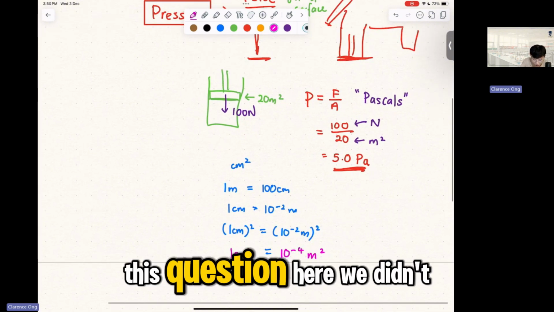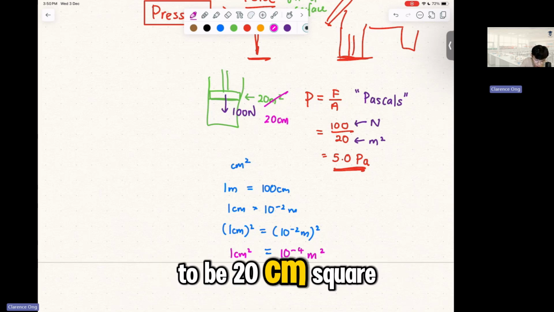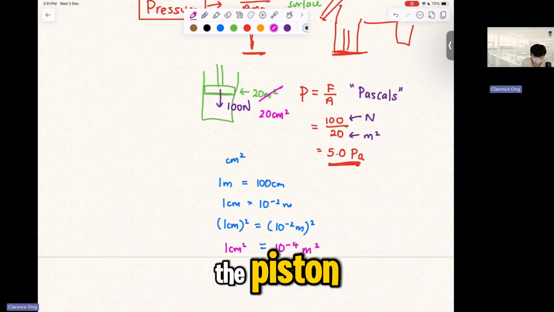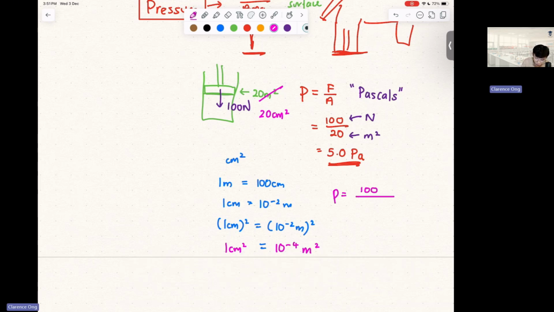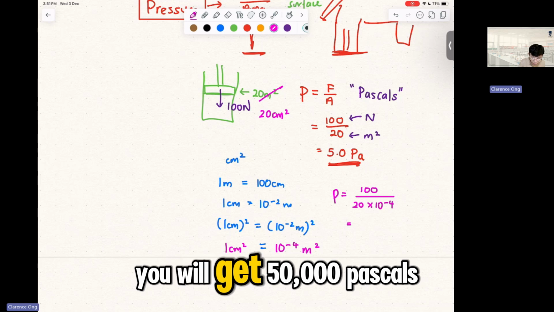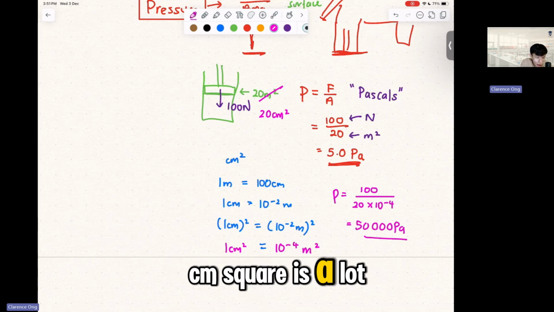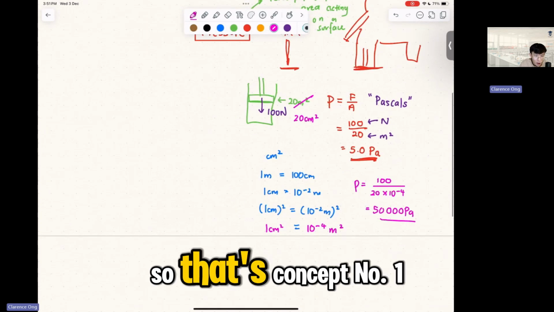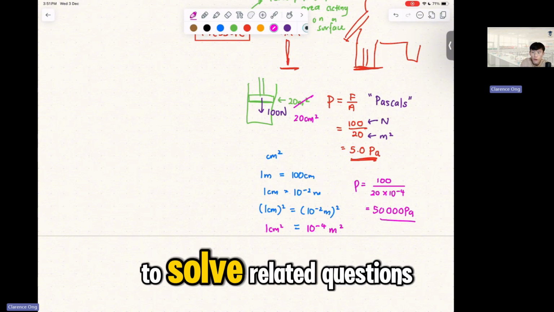Alright, so let's say in this question here, we didn't get the area to be 20 meters square. Instead, we got it to be 20 cm square. Then to find the pressure acting on the surface of the piston, we will need to do the conversion. So just take 100 divided by 20 times 10 power minus 4 to convert it to meter square. You will get 50,000 pascals. You can see that the cm square is a lot smaller than meter square in terms of the area. So that's concept number 1, using the formula pressure equals force over area to solve related questions.